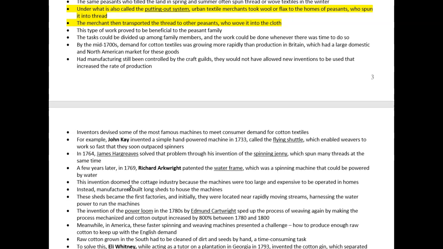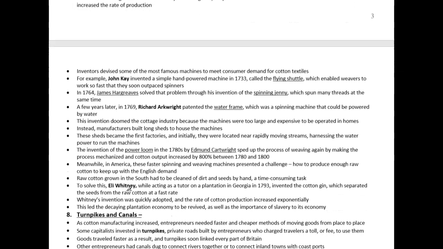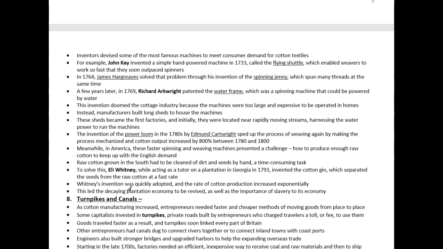Inventors devised some of the most famous machines to meet consumer demand for cotton textiles. For example, John Kay invented a simple hand-powered machine in 1733 called the flying shuttle, which enabled weavers to work so fast that they soon outpaced spinners. All right, so we'll go ahead and highlight that.